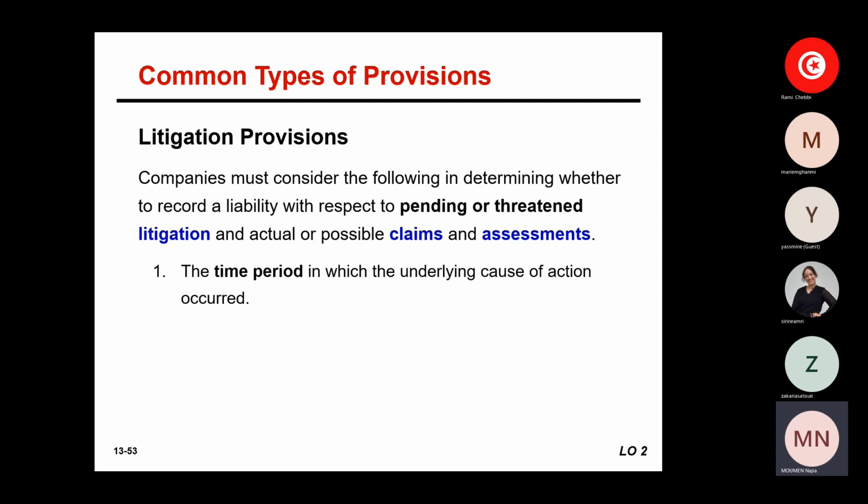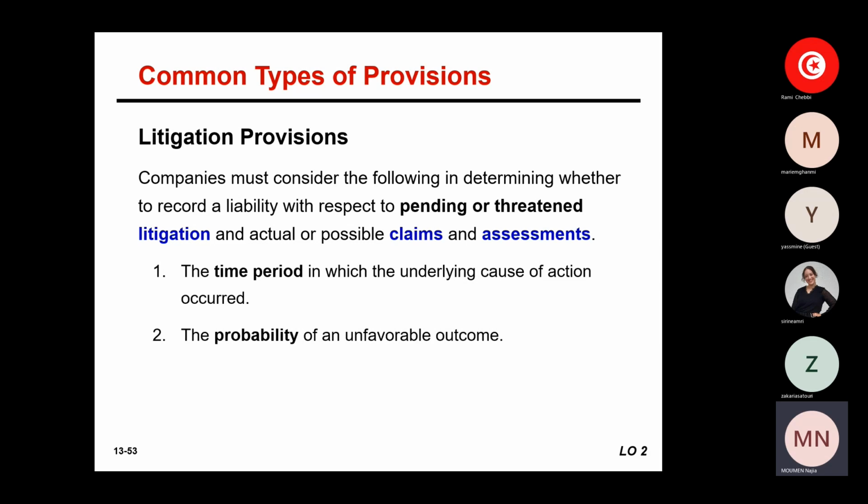Meaning what? So for example, I just fired my employee in 2021 and he filed this lawsuit, litigation, etc. So if I meet the three conditions, if I will be reporting a provision, it should be done in the 2021 financial statement. I should not report it in the next year, okay? So the time period is really important, the period in which the underlying cause of action occurred, not when the settlement will be occurring.